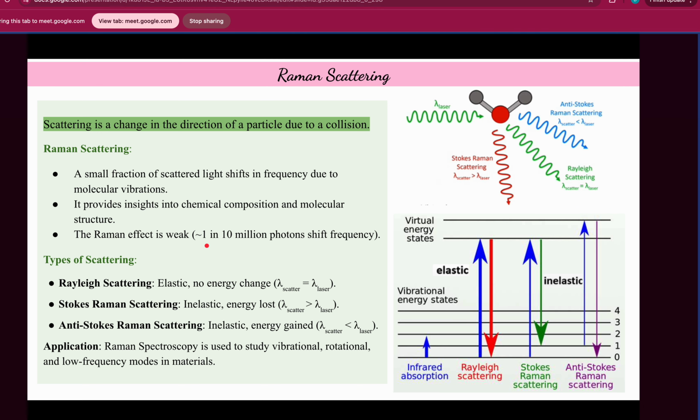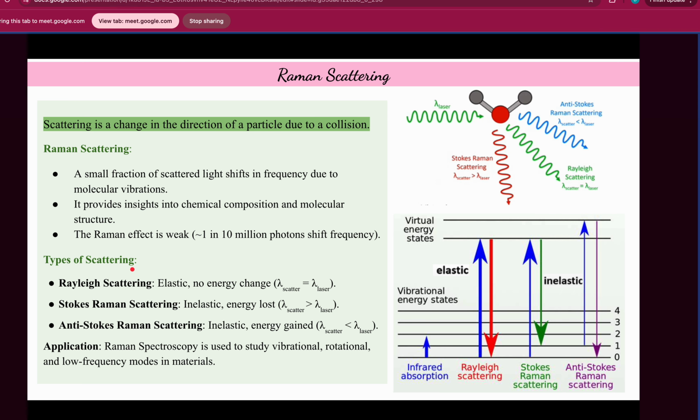The Raman effect is very weak. To identify this effect, we require a very sensitive instrument, because it is so weak that only 1 in 10 million photons shifts its frequency. So it's very hard to identify them.